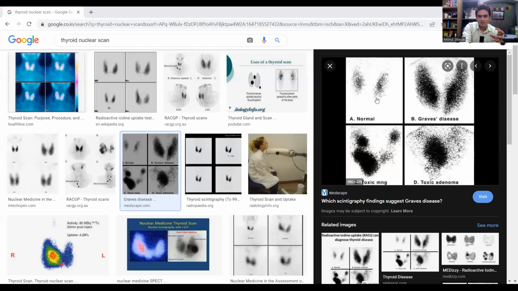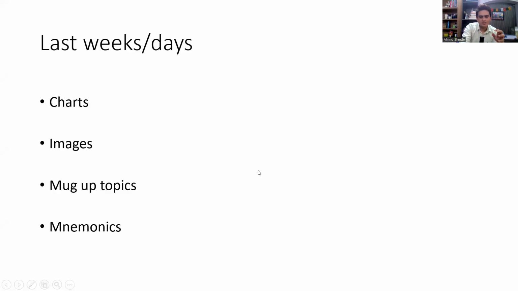So this is a normal thyroid scan. This is Graves disease. This is how you get the nuclear scan in Graves disease. This is a toxic goiter, and this is toxic adenoma. So you just take a screenshot of this whole page, and you'll understand. Okay, this is how it looks, and it will be saved as a screenshot in your gallery. Even it will be in order, so you don't have to worry about that. So that you can keep for the last week.